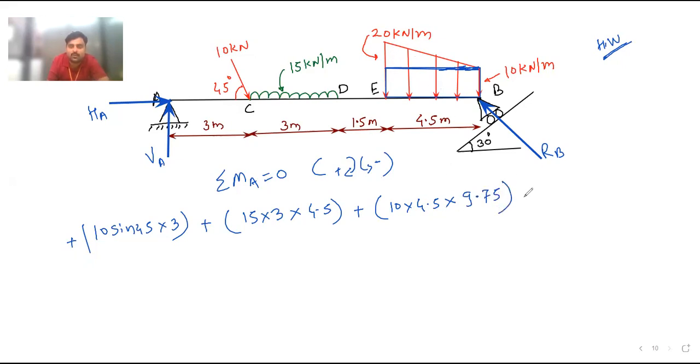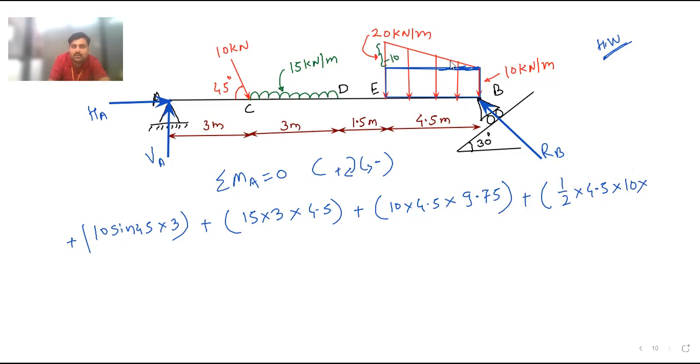9.75. Then this triangular load you should consider: half into base, 4.5, into height. Now this above height you should consider, this is the height of the triangle. So if this is 10, this is 20, this remaining is also 10. So height will be 10. Height is 10 multiplied by its CG now.